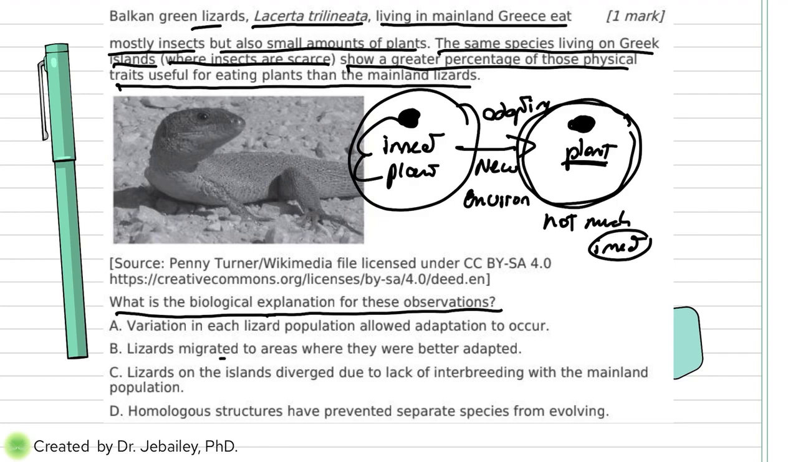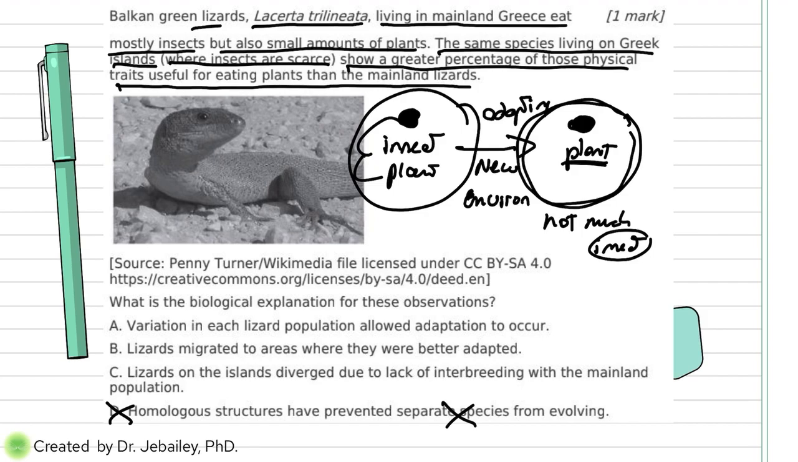Lizards migrated to areas where they were better adapted. Lizards on the island diverged due to lack of interbreeding with the mainland population. Homolog structures have prevented separated species from evolving. Now, we read all this, and here is what I usually see students thinking. First, they will cancel the homologous structures because homologous has nothing to do with separating species from evolving. This has nothing to do with that.